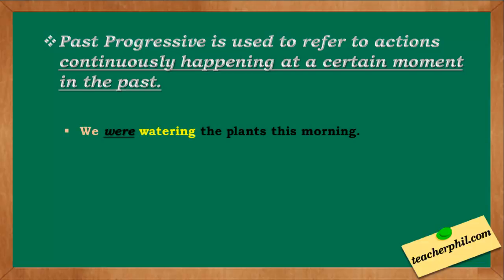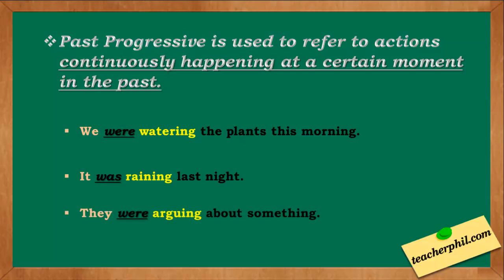Examples: we were watering the plants this morning. Next, it was raining last night. And the last one, they were arguing about something. We, it, and they are the subjects, plus was or were, plus the verbs watering, raining, and arguing, which are in their present progressive forms.